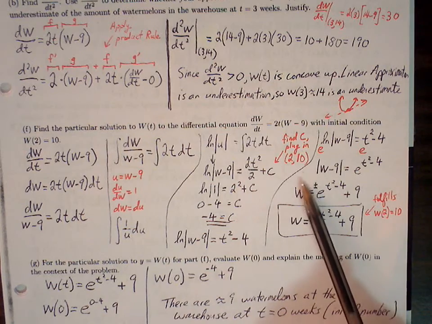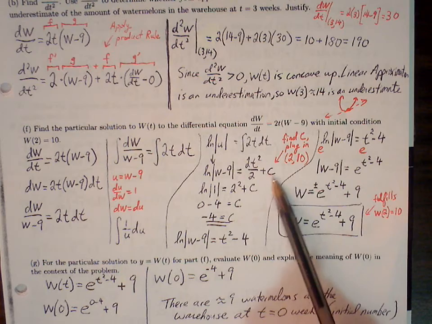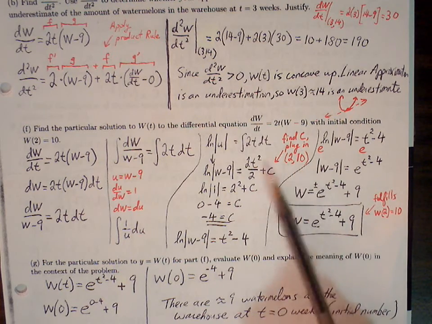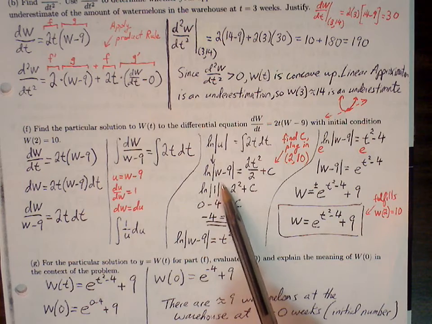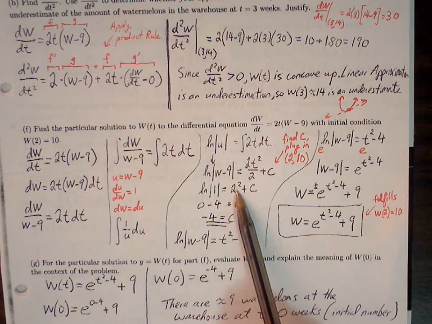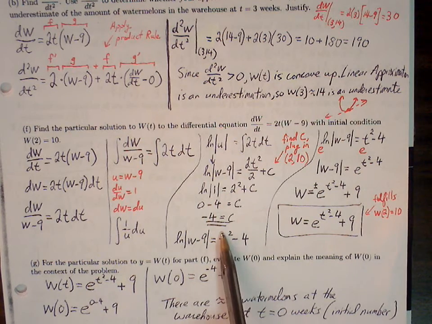Replace the u back in terms of the original variable, and now we have our antiderivative. Let's go ahead and find c. We know our ordered pair that we're going to plug in to find c is 2, 10. 2 in for t, 10 in for w. So we get 10 minus 9, which is 1. 2's cancel out. We get 2 squared, which is 4. So 0 minus 4 equals c. c equals negative 4.